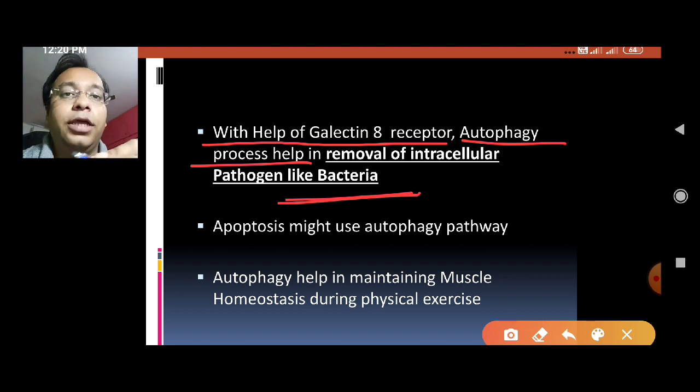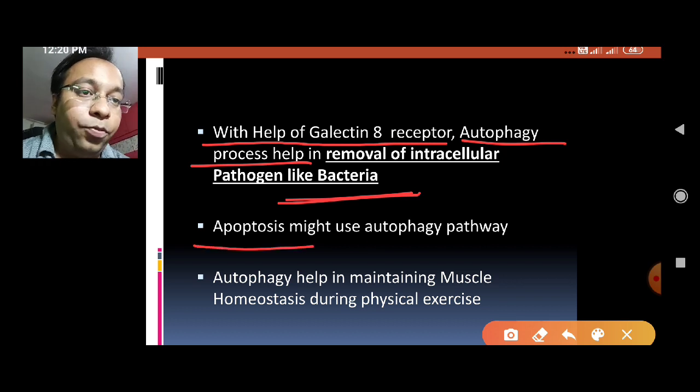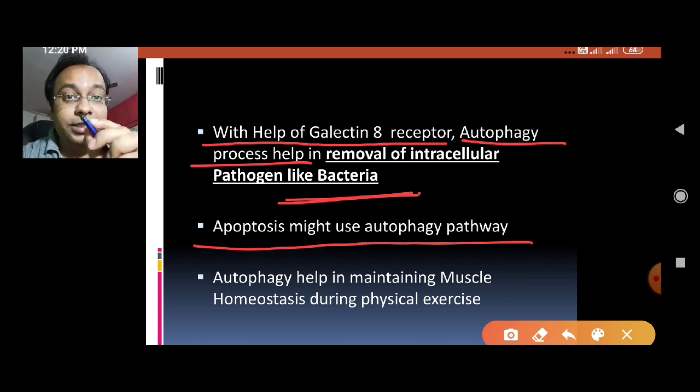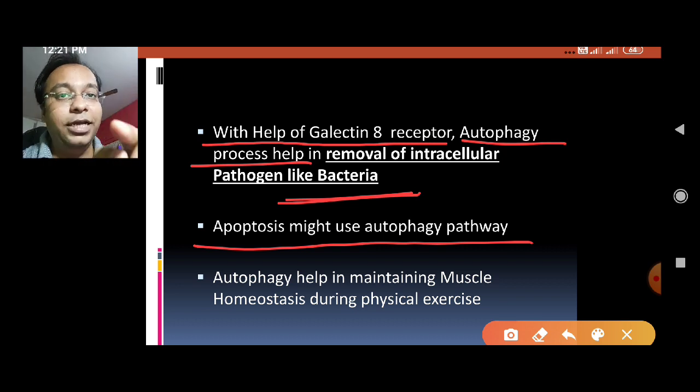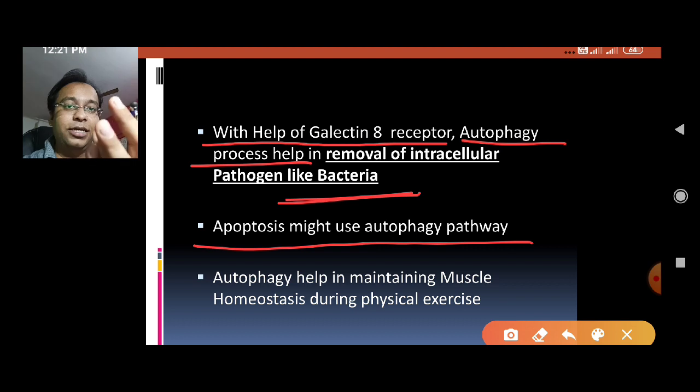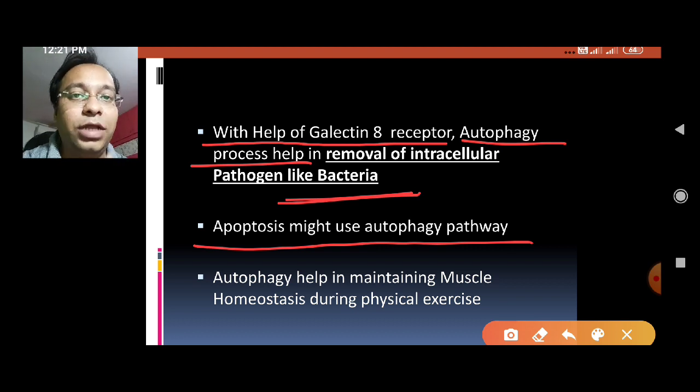Okay, now apoptosis also uses the autophagy pathway. You know that any infected or mutated cell can be removed in our body through the process of apoptosis. So this apoptosis can be mediated by autophagy. So it can help in fighting viral infection as well. So you can be clear that autophagy will be used to fight against bacterial as well as viral infection.